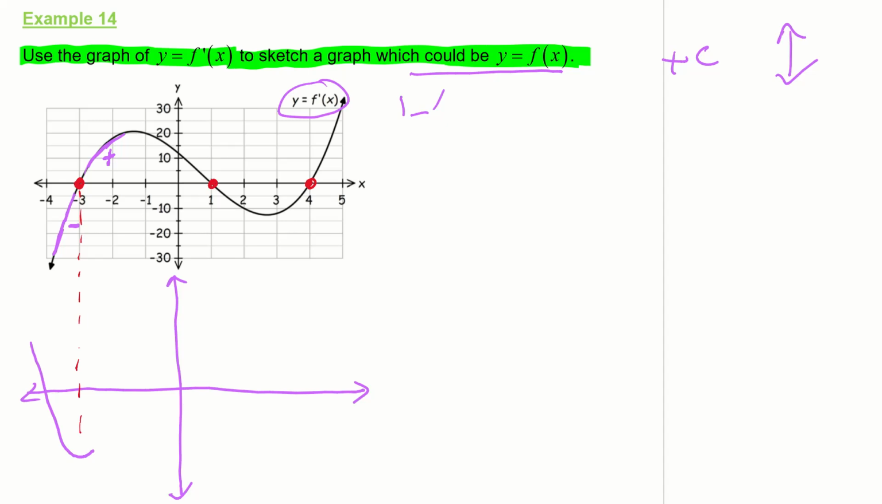Now, if we look at 1, the gradient is above the axis and therefore positive, below the axis and therefore negative. So positive, 0, negative, that means that we have a maximum at 1. So we're going to go up and draw a maximum here.